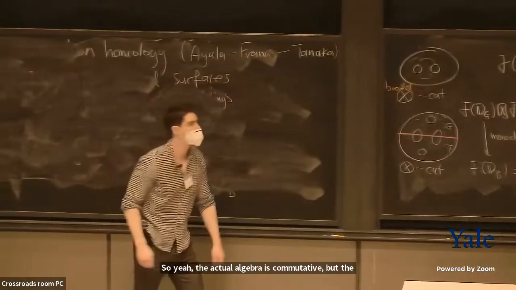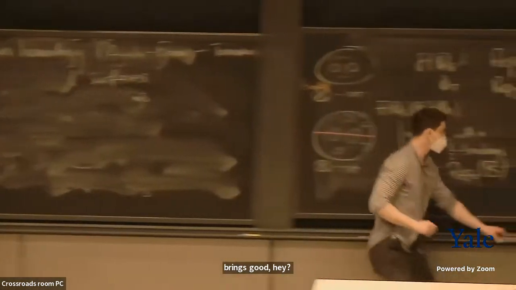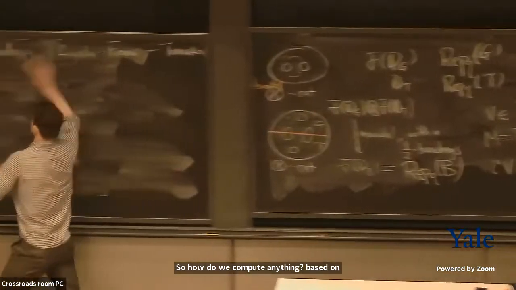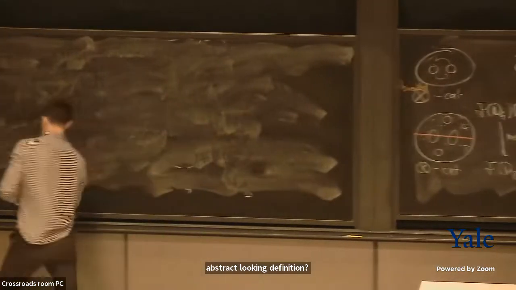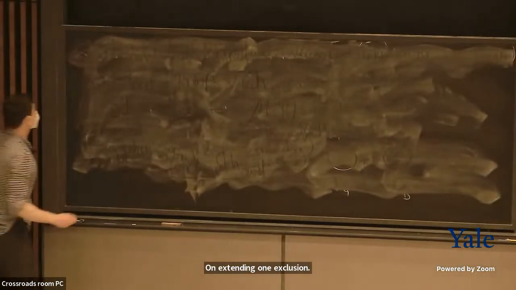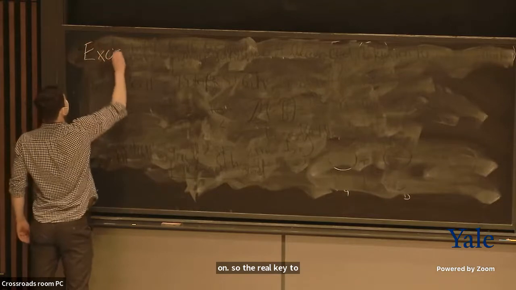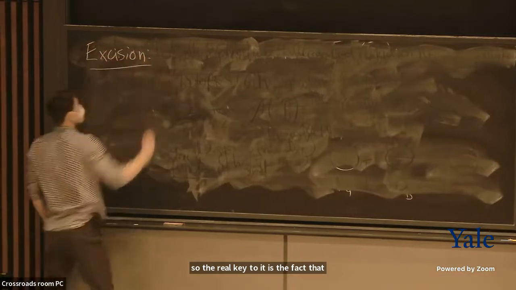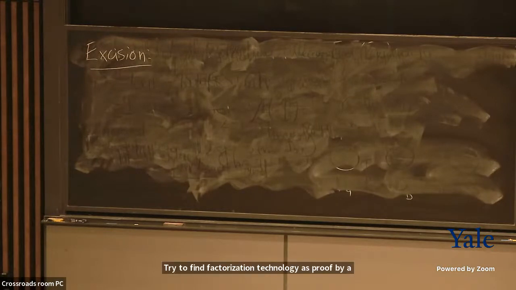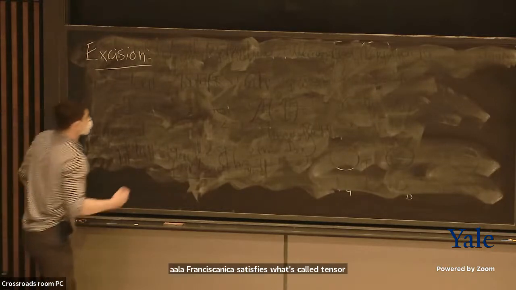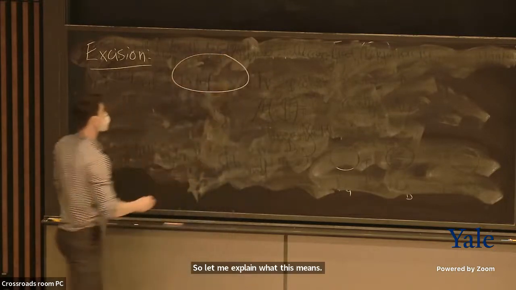Okay, so how do we compute anything based on this very abstract looking definition? The real key is the fact that stratified factorization homology, as proved by Ayala, Francis and Tanaka, satisfies what's called tensor excision. Let me explain what this means by way of an example.